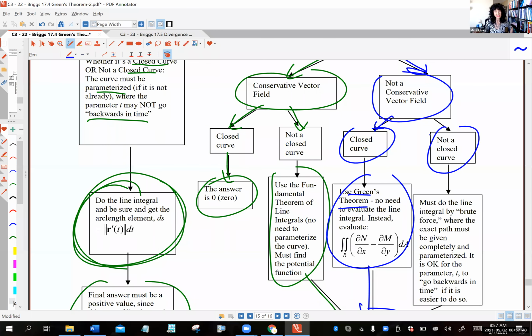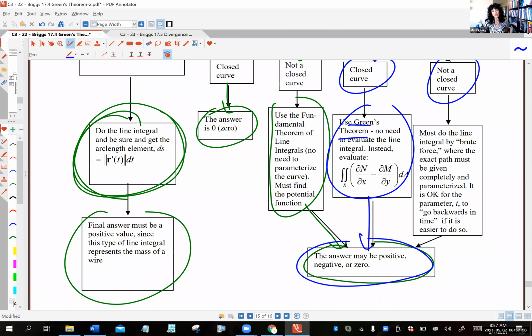On the other hand, if it's not a closed curve, you're not allowed to use Green's. And since it's not conservative, you can't use the fundamental theorem of line integrals. So you're going to have to, unfortunately, do a lot of work. You have to do your line integral. You have to make sure it's parameterized if it isn't already. And the good news is I let you have your t time go backwards if you need it.